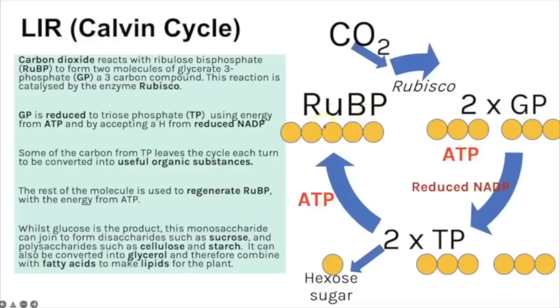Now, that is just one round of the cycle, and that only created 1 carbon, which isn't enough for a hexose sugar. Hexose means 6. So the Calvin cycle has to happen 6 times before a hexose sugar is made. And that could be glucose, it could be sucrose, and then the plant can use that glucose or sucrose and convert it into whatever organic compound is needed.